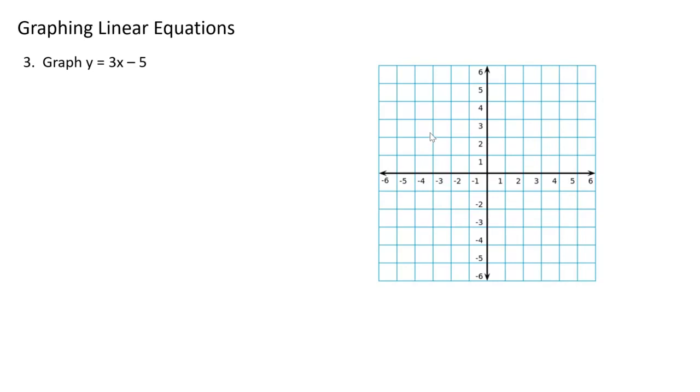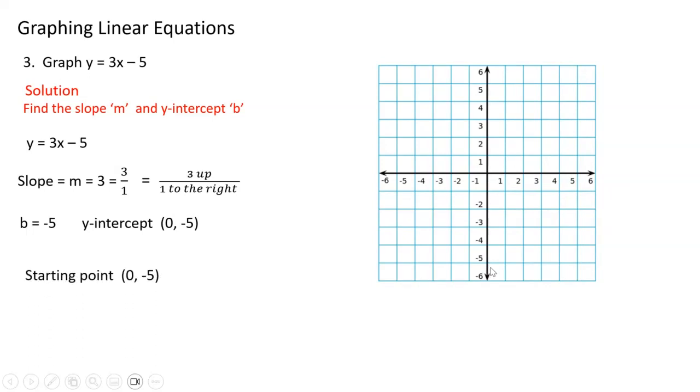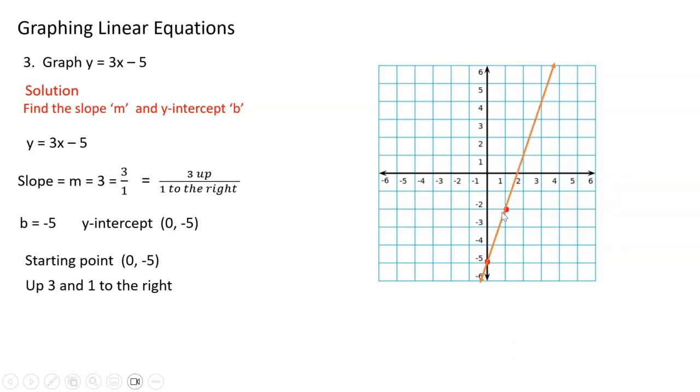Now let's graph another one. Here my slope is 3, which means it's going to go up 3 and 1 to the right from the y-intercept, which is my 0, negative 5. So 0, negative 5 is my starting point, which is going to be down here. Then I'm going to go up 3 from the negative 5 on the y-axis, 1, 2, 3, and 1 to the right. So we connect the 2 points, and we got our line. Okay, this is not that complicated, guys, if you know exactly the rules on graphing the y equals mx plus b form.